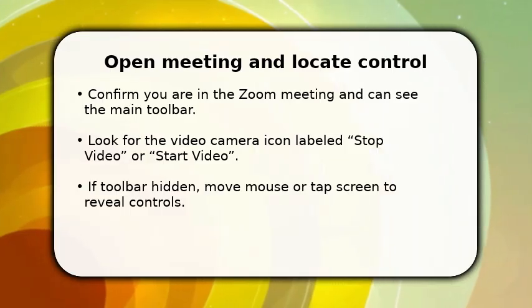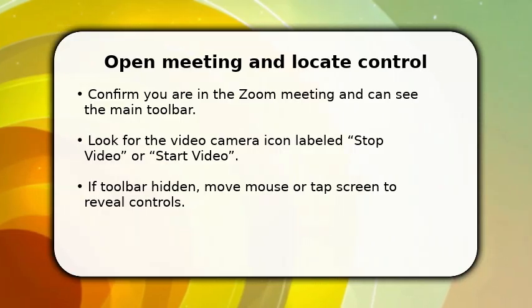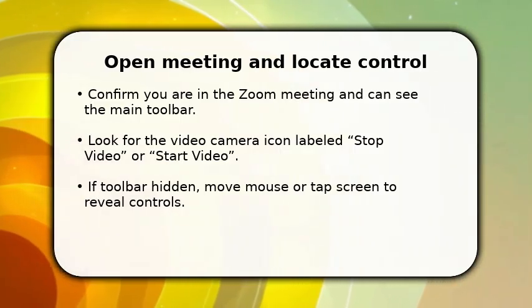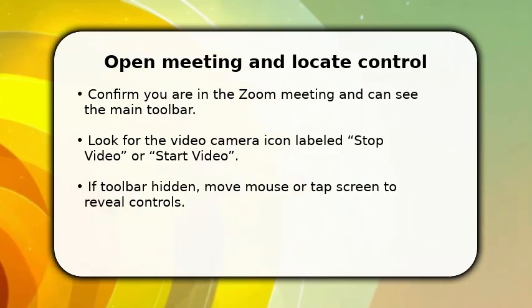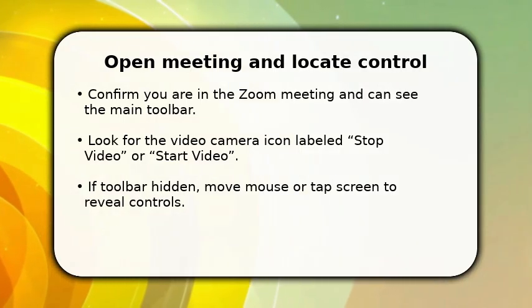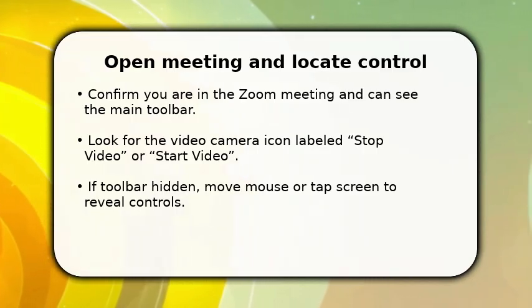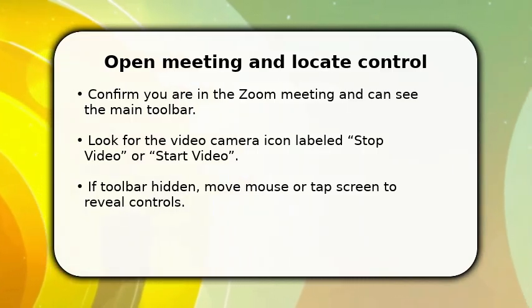You start inside the active Zoom meeting, locate the main toolbar at the bottom of your window. Click the camera icon labeled Stop Video. That single control ends your outgoing video stream. Once done, your video feed freezes and other participants see your profile picture or name.